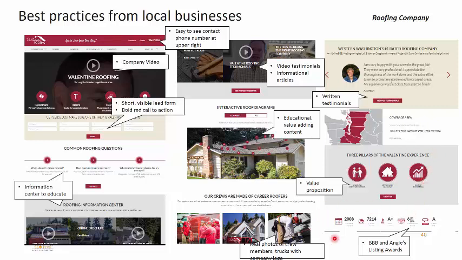And then look at all the trust elements here. BBB, A plus rating, entries listing awards, this award, that award, right? All these things. One thing missing is roofing associations. If they were part of roofing associations, they could put it. But all in all, they've integrated many of the practices.